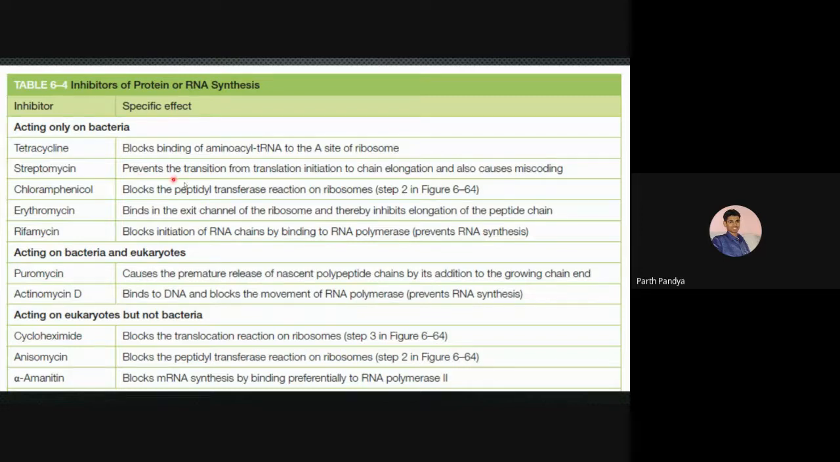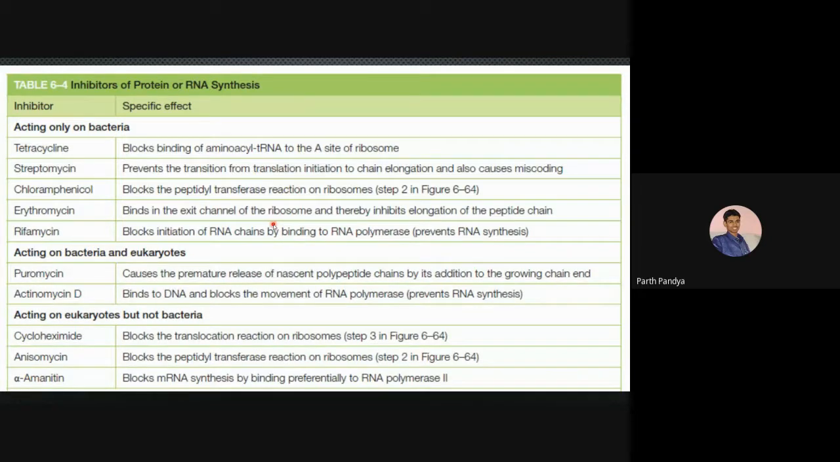Likewise, streptomycin prevents the translation initiation to chain elongation, and it leads to miscoding. Chloramphenicol blocks the peptidyl transferase action in the P to A. Erythromycin binds the exit channel of the ribosome, and eventually it inhibits the elongation of the peptide chain. Likewise, rifamycin blocks RNA chain synthesis by binding to the RNA polymerase. That eventually prevents RNA synthesis.